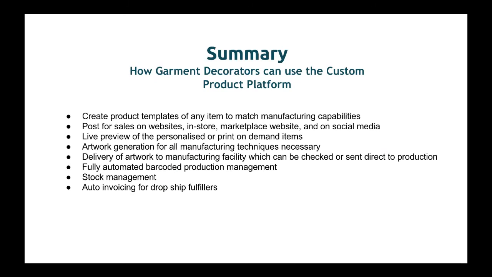So we have noticed increases that people have reported back to us of up to 60% in conversion ratios just because there is a live preview of the personalisation on the product. The artwork generation obviously is key for how the products are manufactured. So the CPP will generate the artwork into the print spec that is required for all of the different manufacturing techniques that are necessary. The delivery of the artwork to the manufacturing facility. So this routes the order into the individual manufacturing facility or even down to the individual production line, depending on how it's set up. And therefore the file can be checked or can be sent straight to production.